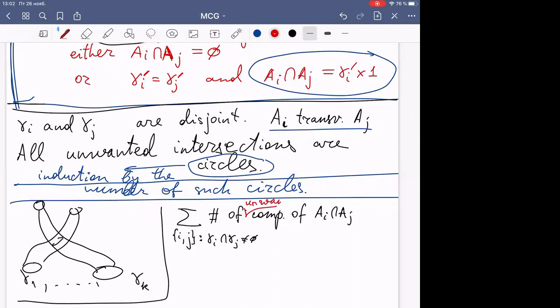I will write the number of unwanted components. This means that this component is allowed. If the intersection is only at a final moment, then it's okay. We don't want to do anything with it.